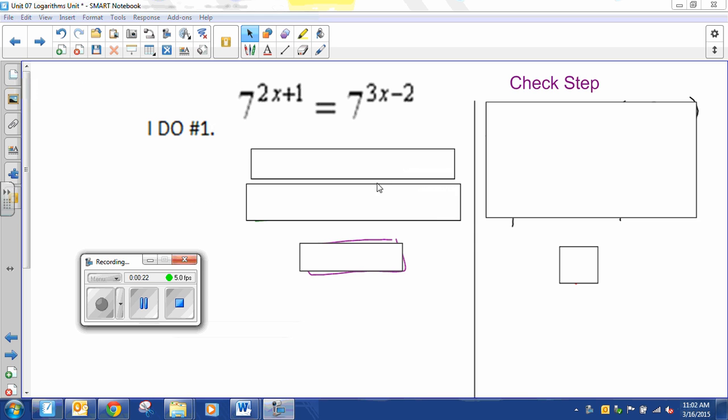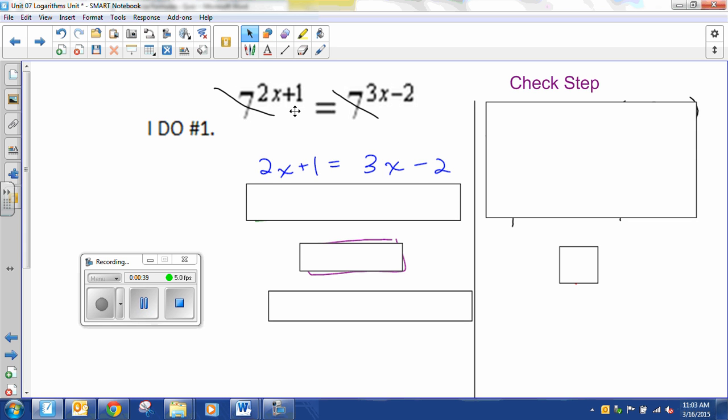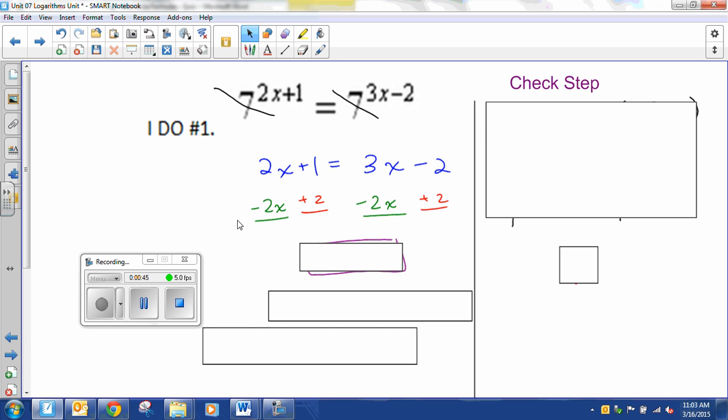So in our first example, the bases are the same. 7 to the 2x plus 1 power equals 7 to the 3x minus 2 power. All we have to do is eliminate the common bases, the same bases, and equate the exponents. And the rest is very simple algebra 1. Subtract 2x, add 2, and x equals 3.